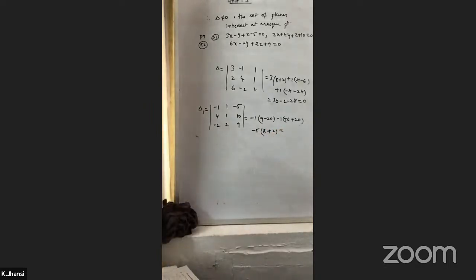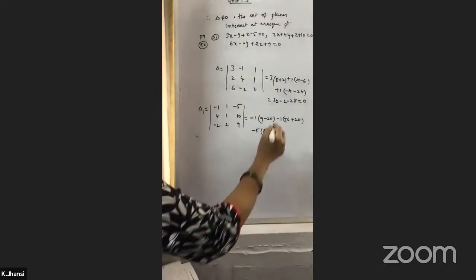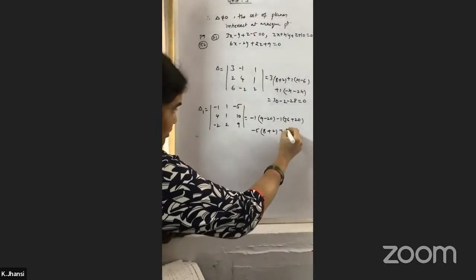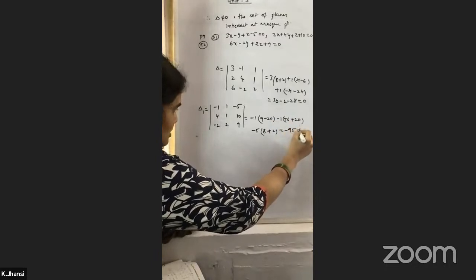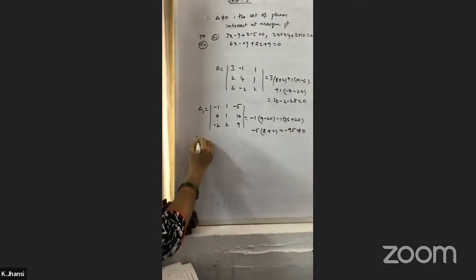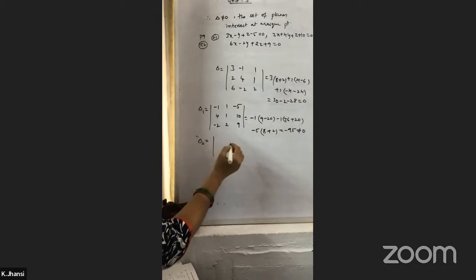Okay, if you do the calculation, 20 minus 9 gives you 11. This way, writing the value here, you will get minus 95. It is not equal to 0. The second one is delta 2.